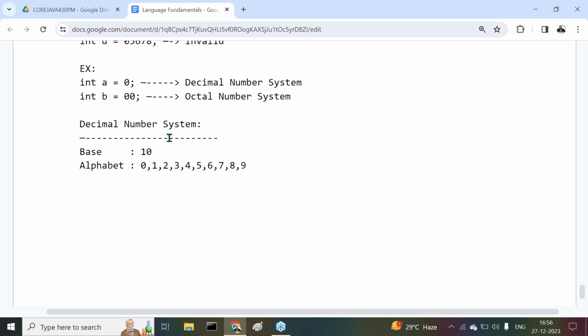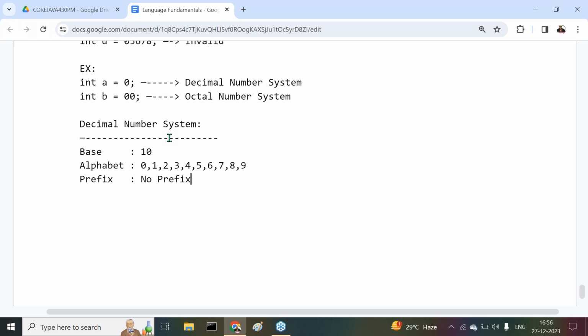0 to 9. Then any prefix value? For representing binary numbers, we need to use either 0 small b or 0 capital B. To represent octal values, we have to use only 0. But to represent a decimal value, no prefix is going to be provided.